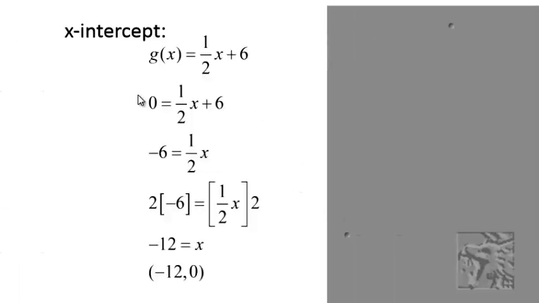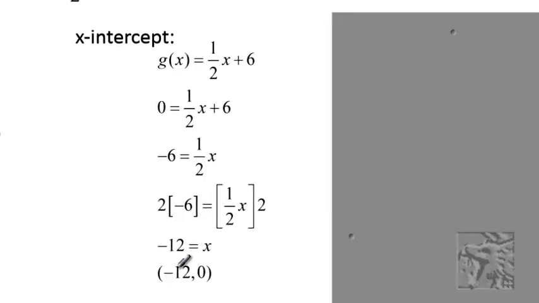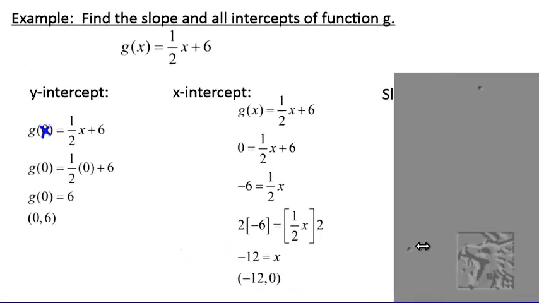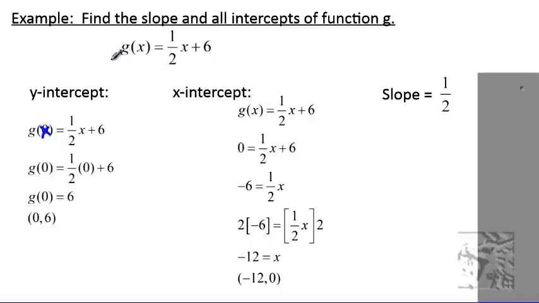The x-intercept occurs when the value of the function is 0, so when y equals 0. So I put a 0 in place of g. So 0 equals 1/2 x plus 6. I solve that for x by subtracting 6 from both sides in this step, and then multiplying both sides by 2 here in this step. So 2 times negative 6 is negative 12. 1/2 x times 2 is x, because 1/2 times 2 is 1, and so I get the x-intercept of (-12, 0). And the slope is easy to find because the equation is in slope-intercept form, so it's the coefficient of x, which is 1/2.